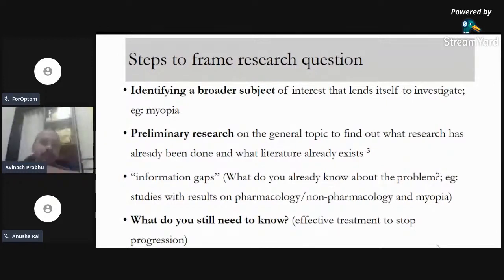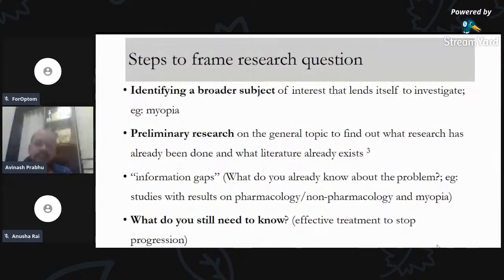So now you went and started searching in PubMed, right, a preliminary search. As you started searching more and more, you got some information gaps. Say, for example, you wanted to search the pharmacological approach on myopia or the non-pharmacological approach on myopia, or which among these is good to control myopia. This kind of in-depth narrowing will happen once you start searching, so those information gaps will become available.